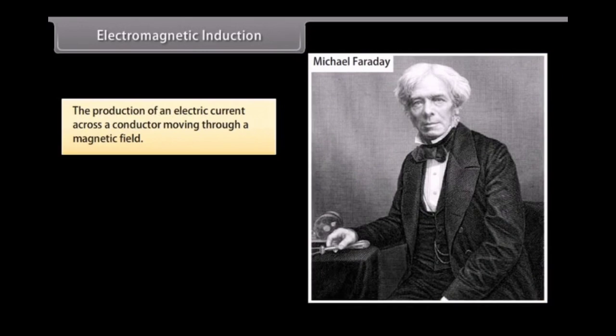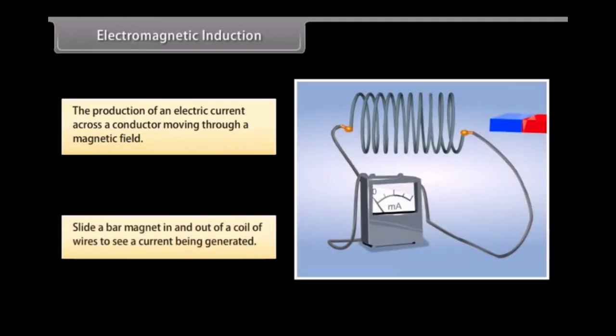Michael Faraday was a British scientist, chemist, physicist, and philosopher who discovered the magnetic field, electromagnetic induction, diamagnetism, and electrolysis. His experiments included the discovery of generating currents by moving a magnet. Let us try sliding a bar magnet in and out of a coil of wires. You see that the wires generate a current. This is known as electromagnetic induction.